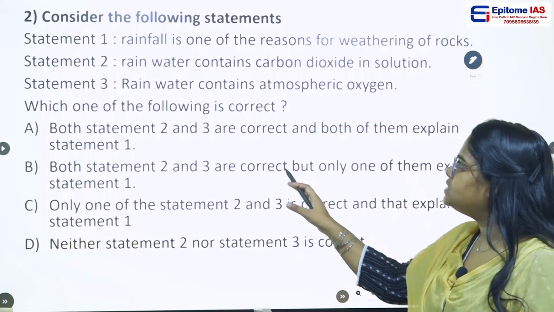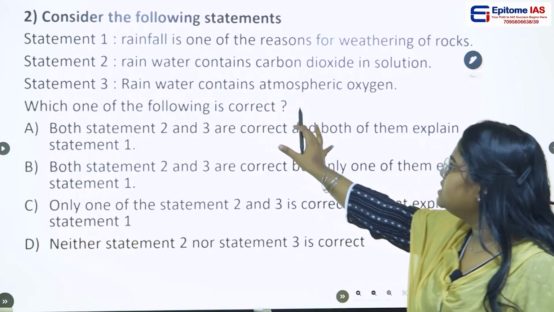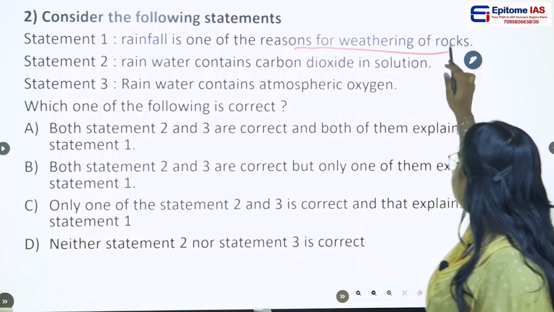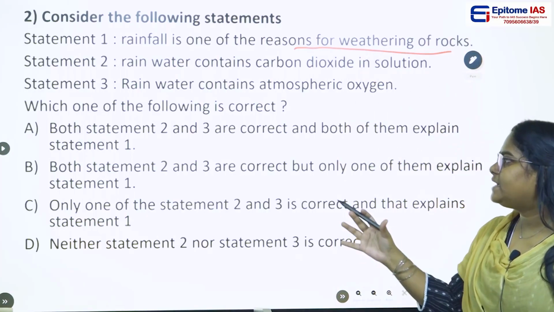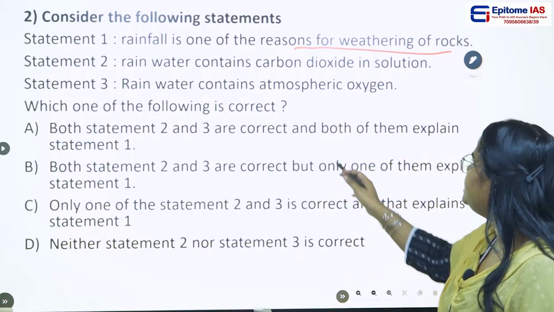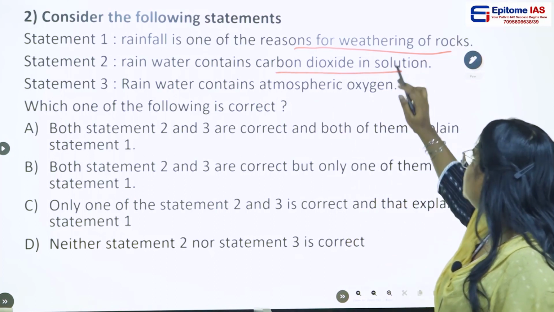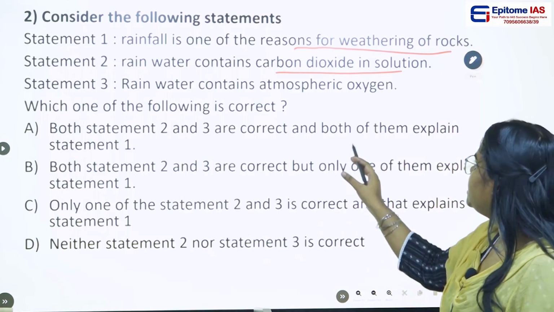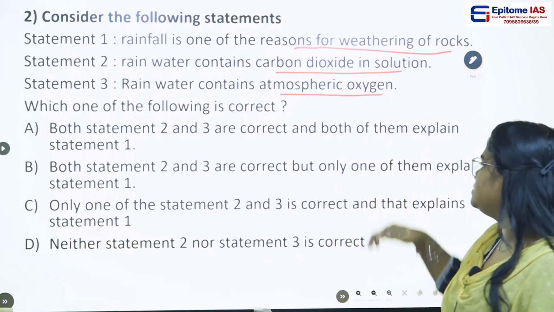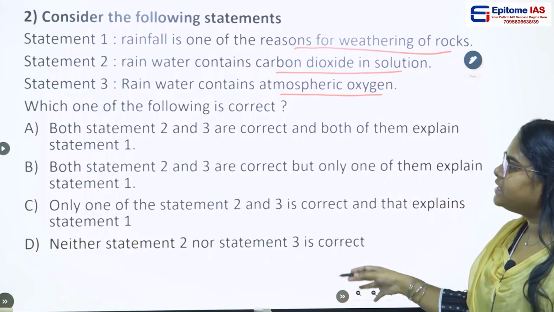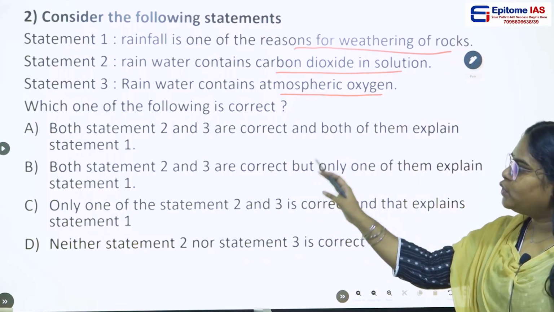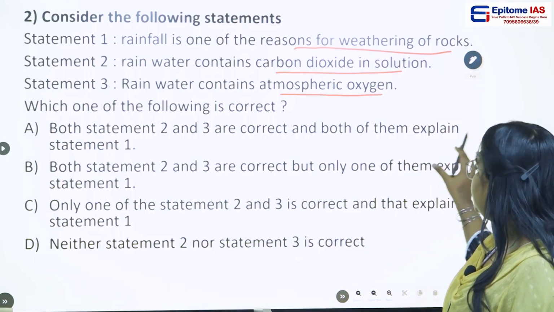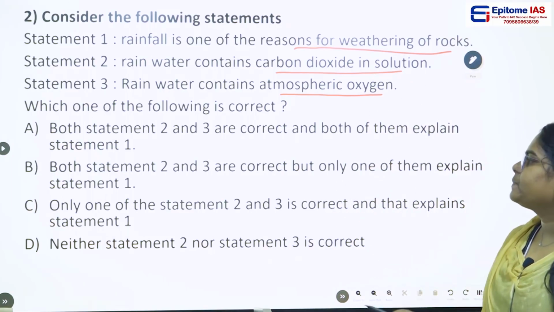So the second question, consider the following statements. Statement 1, rainfall is one of the reasons for the weathering of rocks. Statement 2, rainwater contains carbon dioxide in solution. Statement 3, rainwater contains atmospheric oxygen. So which of the following is correct? Option A, both statement 2 and statement 3 are correct. Both of them explain statement 1.